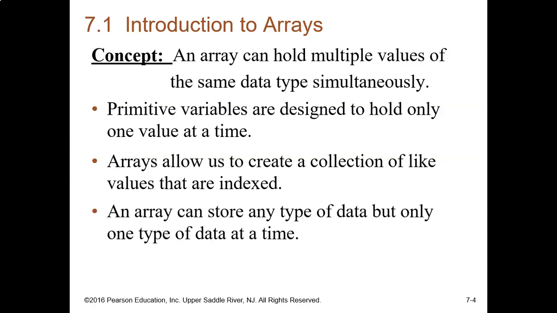Now, an array can store any data type of data, but only one type of data at a time. We already said it can only do one at a time, but it can hold any type of data. So it can hold integers, doubles, floats, bytes, longs, characters, strings. It can hold any of them, but only one data type at a time. And an array list, or an array, is simply a list of data elements. We're going to see that.